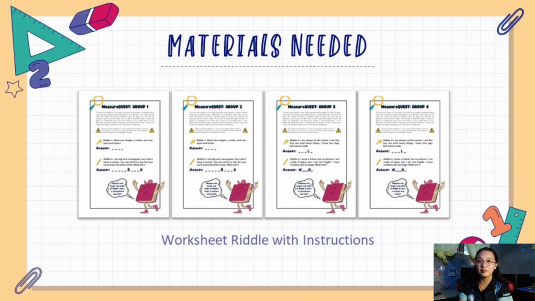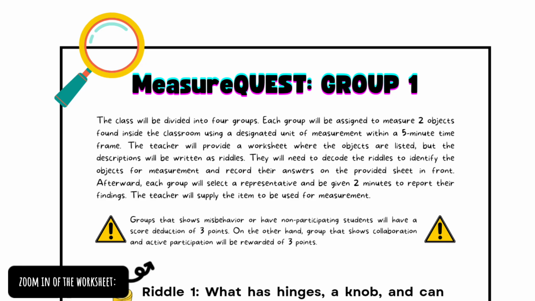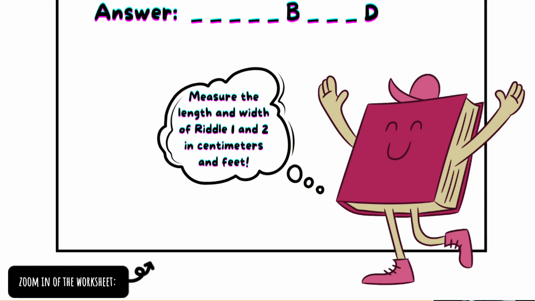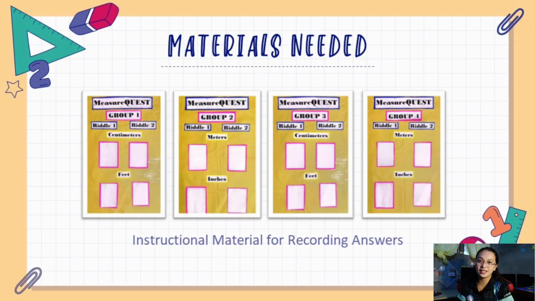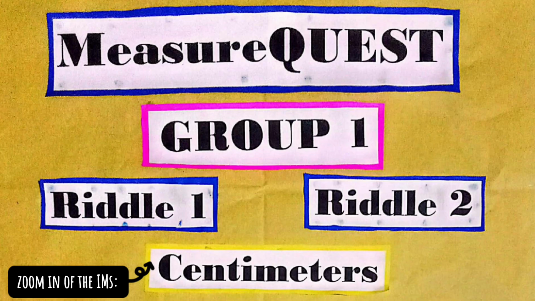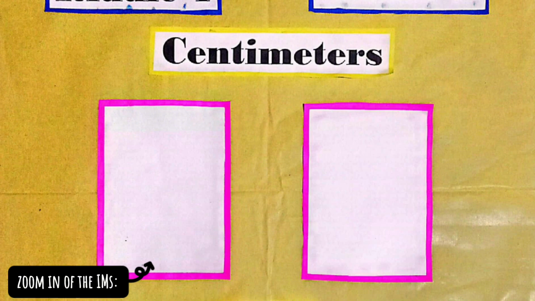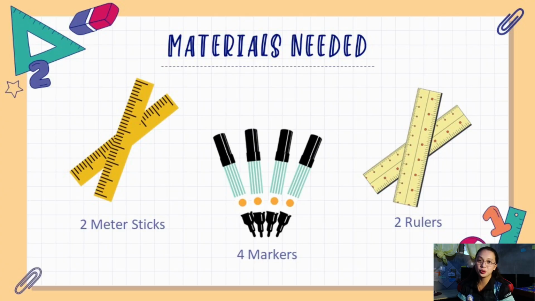To make this activity possible, these are the materials needed. First is the worksheet riddle for groups 1 to 4. These worksheets already include the instructions, the riddles, and the unit of measurement they must use to complete the activity. The second one is the instructional material and will be pasted in front. This is where each group will write the lengths and widths of the 2 objects. Next is 2 meter sticks, 2 rulers, and lastly, 4 markers.